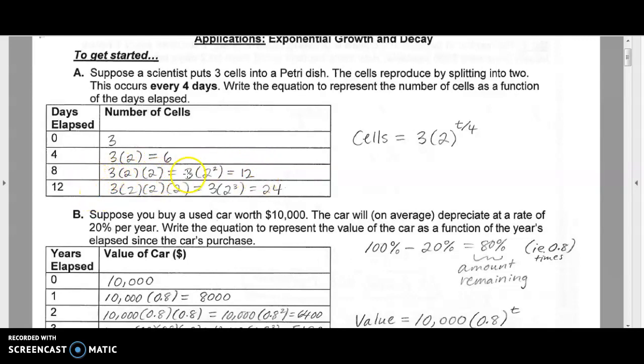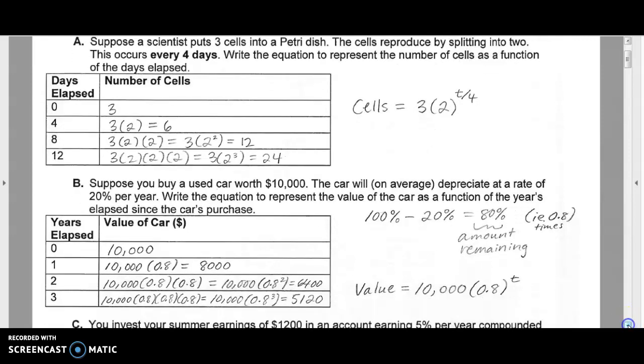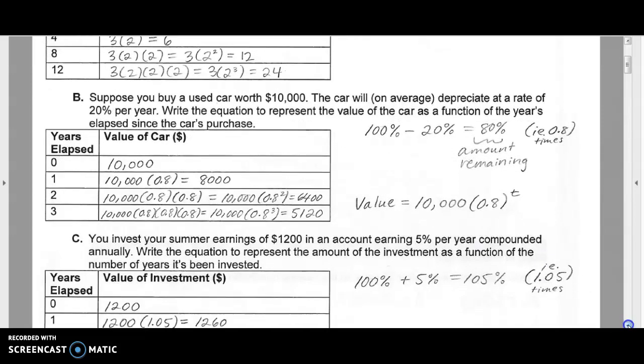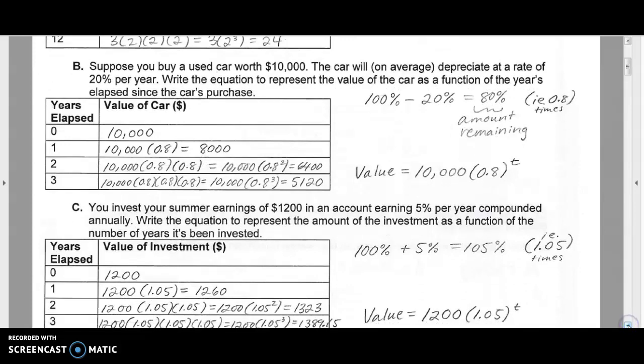So every 4 days, you multiply by 2 because the cells are doubling in numbers. And that's where this 2 here comes from. Okay, so for now, just keep that in mind. We are multiplying by 2 in this case because the cells are doubling every 4 days.